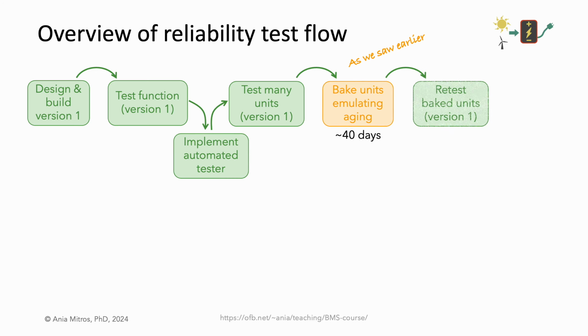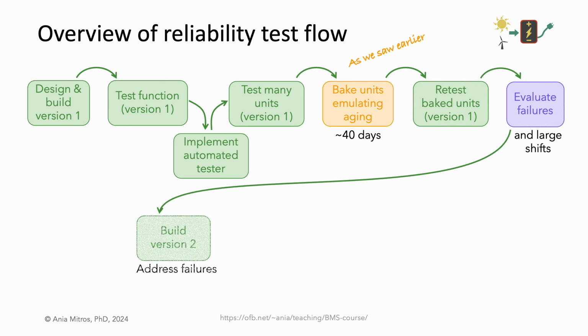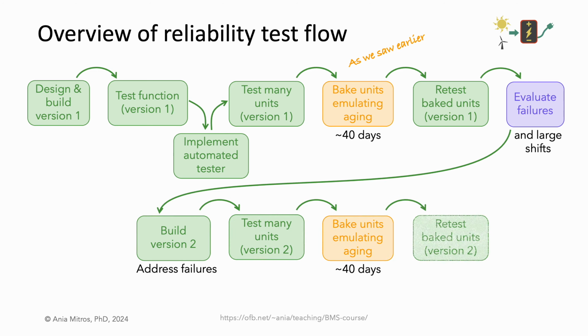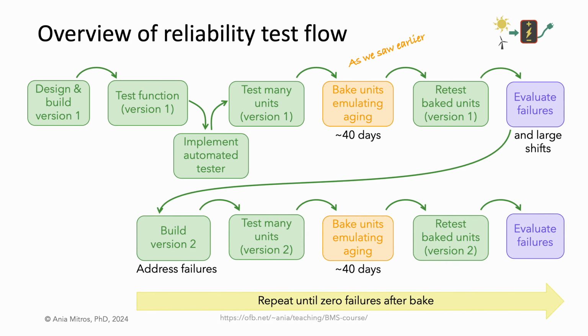Then, we retest the baked units. We look for failures and for large shifts in performance. With these learnings, we build the next version, addressing any failures with design changes. And then, we repeat the process of testing, baking, retesting, and evaluating, repeating until the baking results in 0 failures. This is a very time-consuming process, so in practice, a few shortcuts are common.